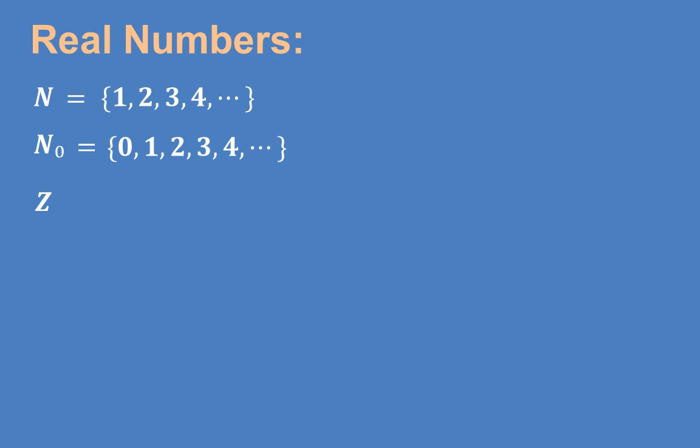The second set is the set Z of all integers. It is an infinite set, which includes the positive integers, the negative integers, and 0. And the set N of natural numbers is a subset of Z.